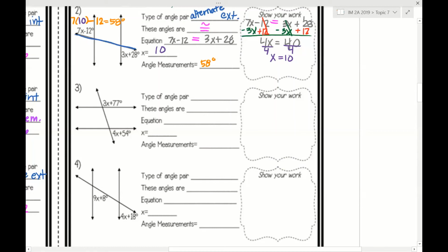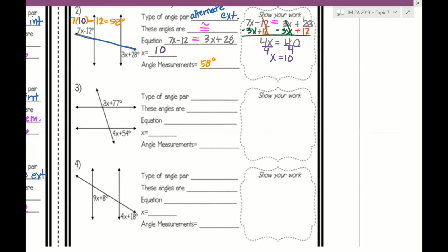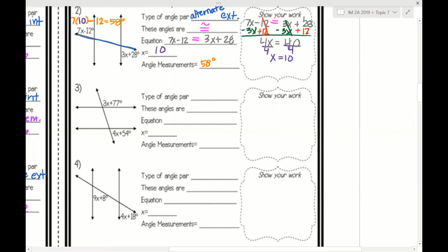And then since they're congruent, I know that my other answer should be 58. So a good way to make sure that your work is correct is by actually plugging in the two answers. So 3 times 10 plus 28 should give us 58. It is 58. So we know that 10 for x is correct by checking those, right? So technically we know they're congruent, so we only have to do one, but it's a good way to check your work from the solving portion for x.